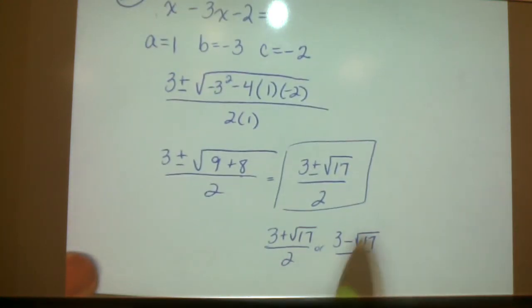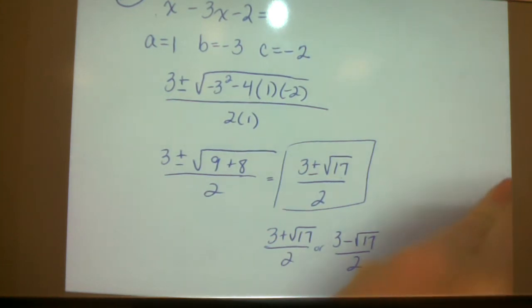Now you're going to end up getting a decimal for this. That's why it's an irrational number. But you don't need to change it into a decimal. You can leave it just like that. Let's take a look at number 3.